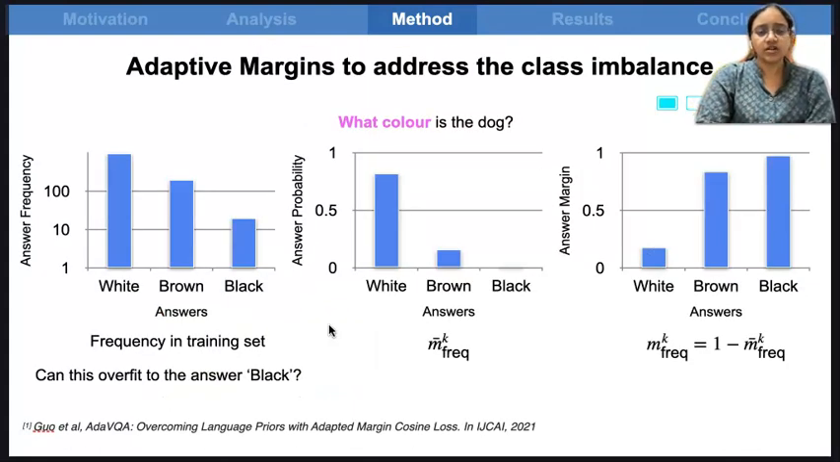As our dataset has a lot of class imbalances, a fixed m won't do. What we do is, for a given question type like what color, we first calculate the answer frequencies in the training set, and using these find the probability of each answer.